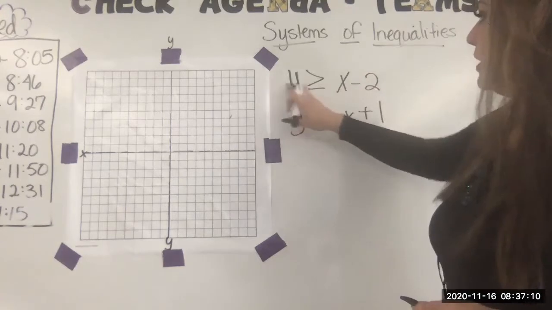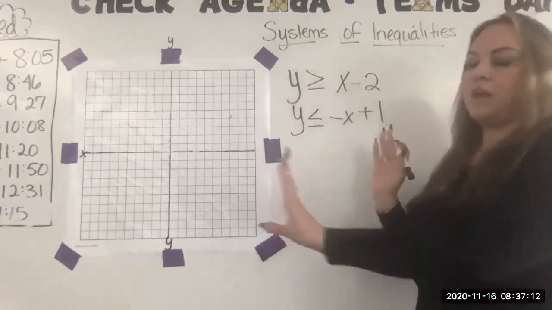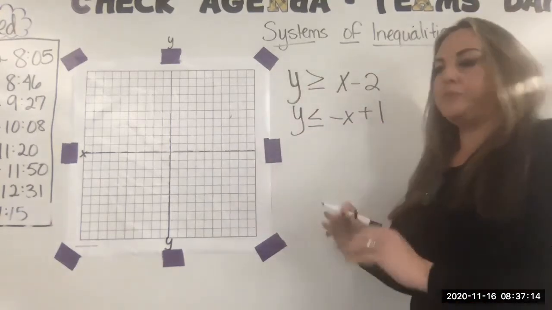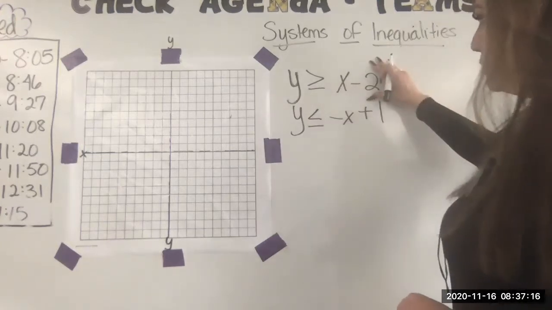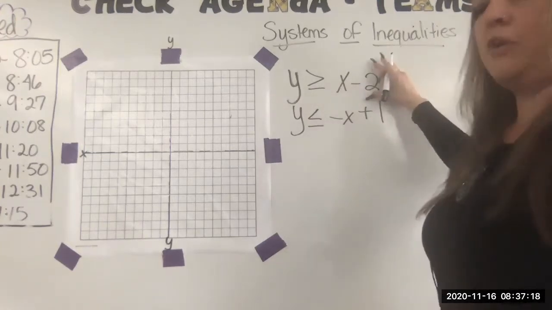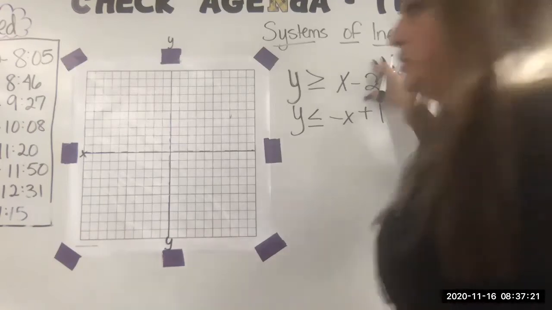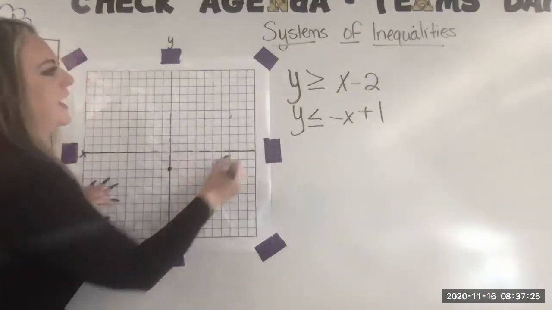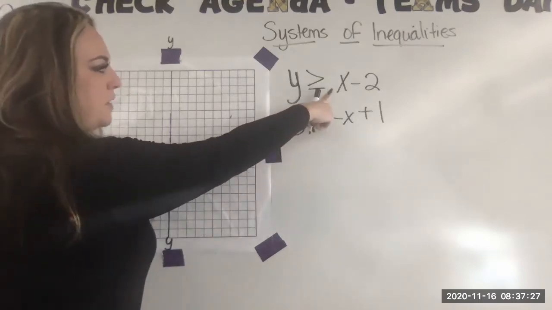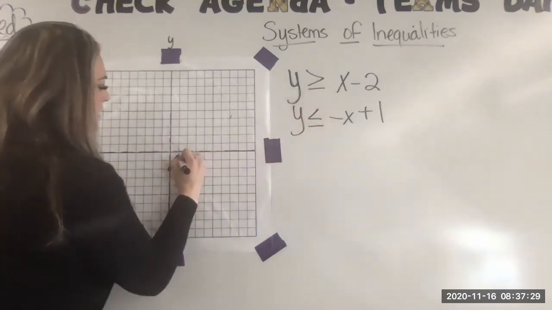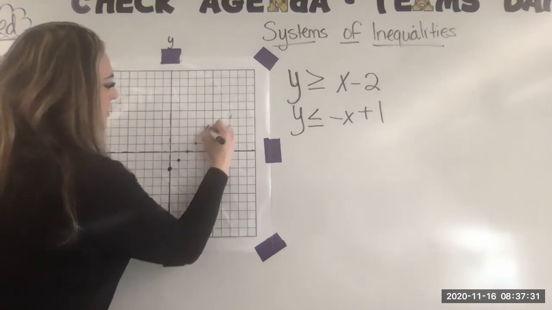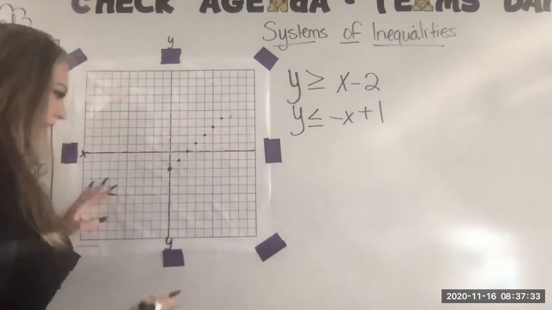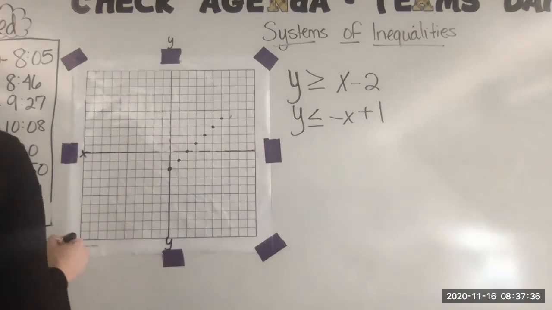So here we're going to graph this the same way we would graph an equation. We're going to start with our slope-intercept, or our y-intercept, excuse me, and it's -2. So we're going to put a point here, and then we're going to apply our slope, which is +1. So we just get some points here on our graph, and then we'll want to connect them.